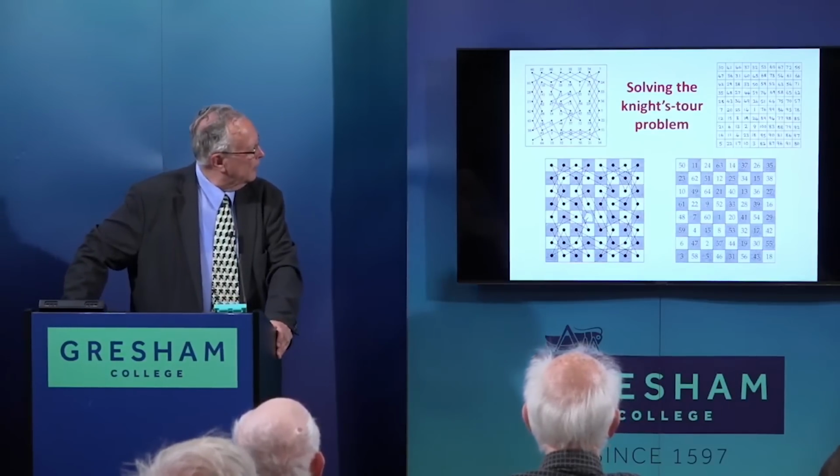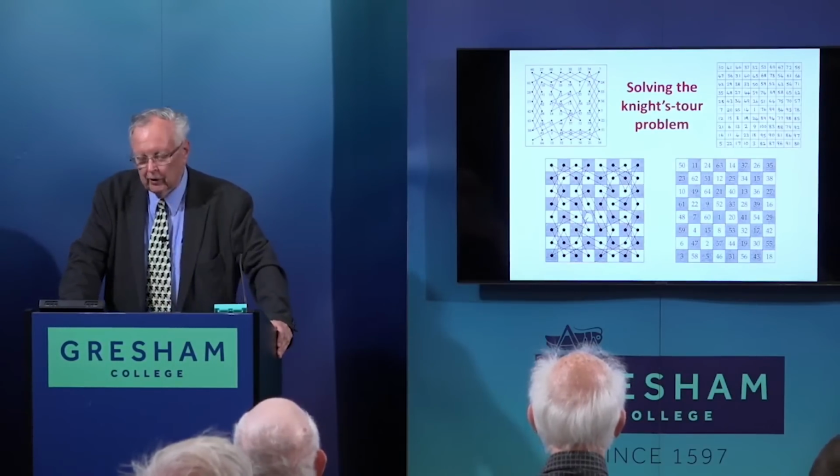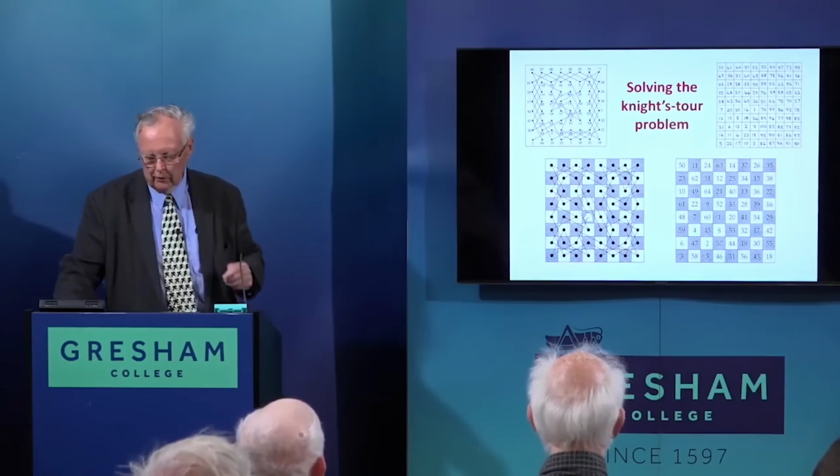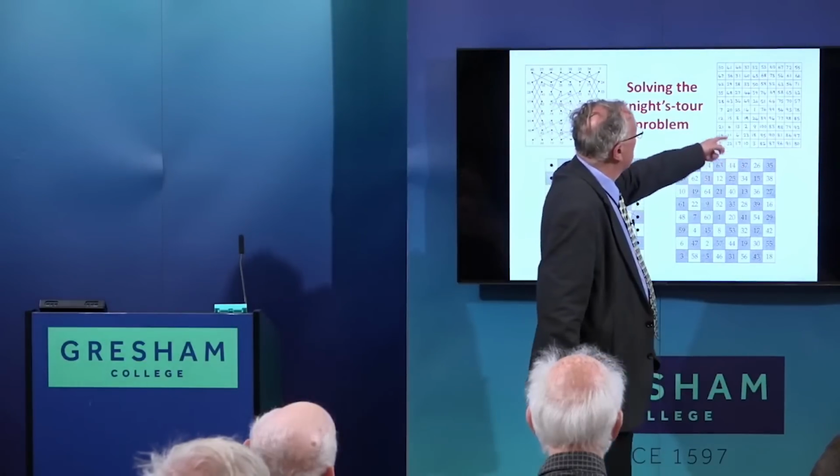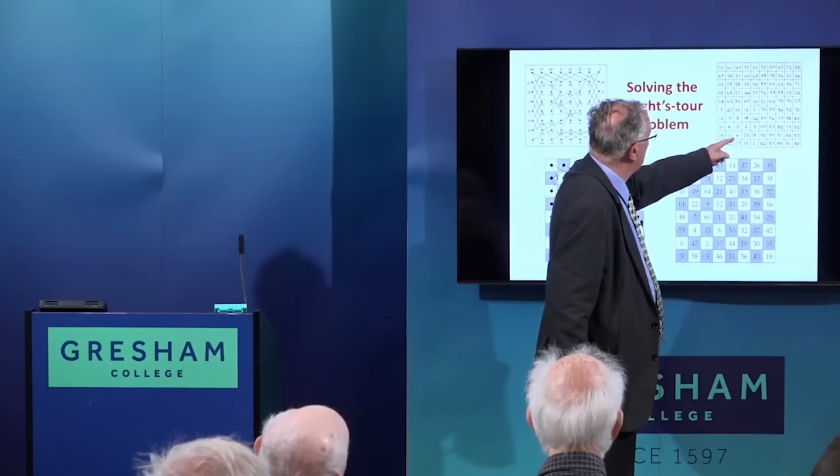And on the top right, you can see Euler's solution for a 10x10 chessboard with the numbers from 1 to 100, all linked up by knight's moves. Again, 1, 2, 3, 4, and so on.